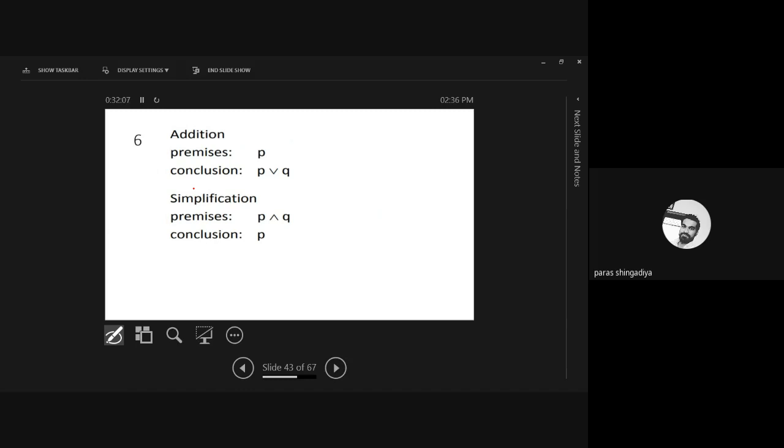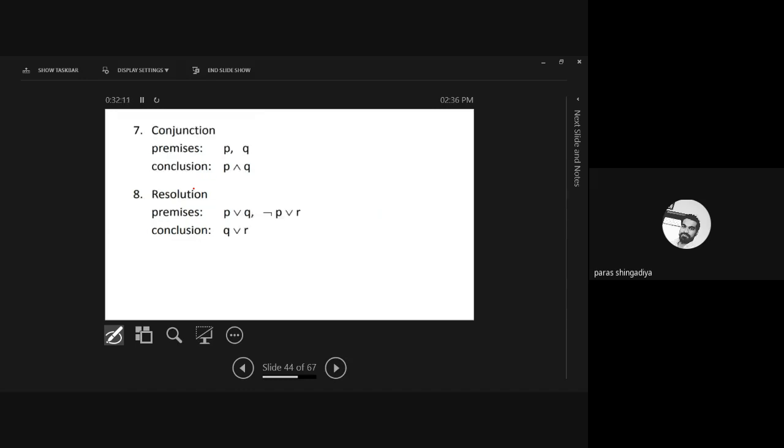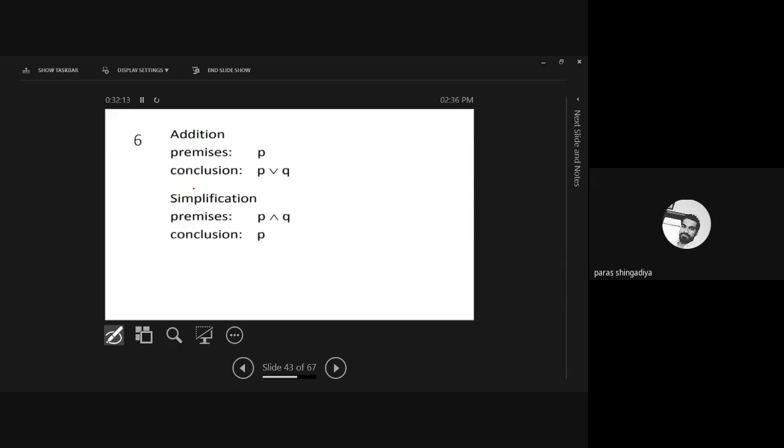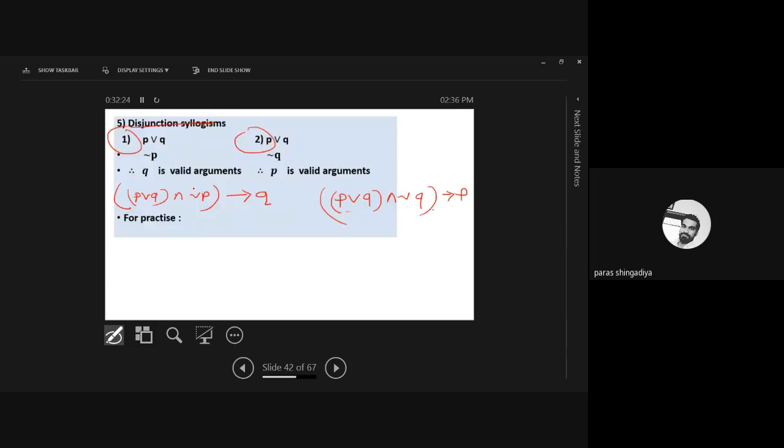That we will discuss in the lab session. You can also practice it. Clear? 6, 7, 8. We have a total of 8 well-known arguments. Clear? 6 is called addition and simplification premises. In both of these cases, we have two statements only. If we compare this with up to the 5, we have at least 3 statements.